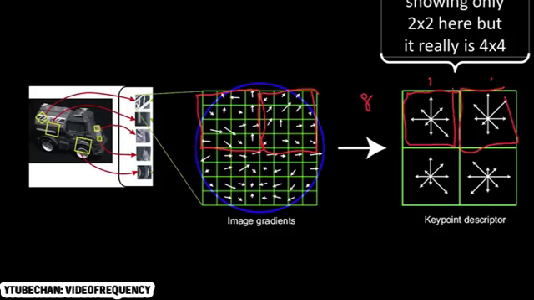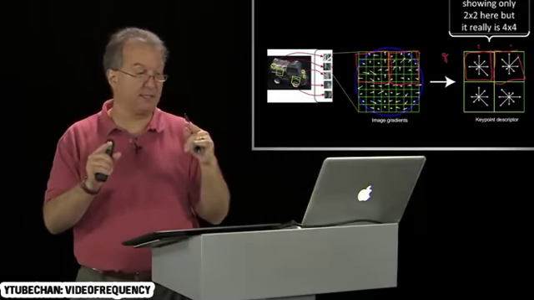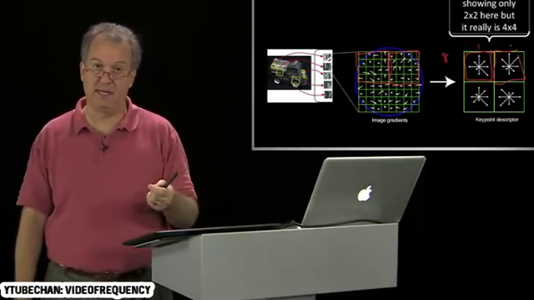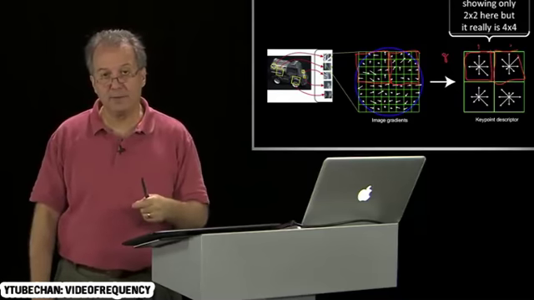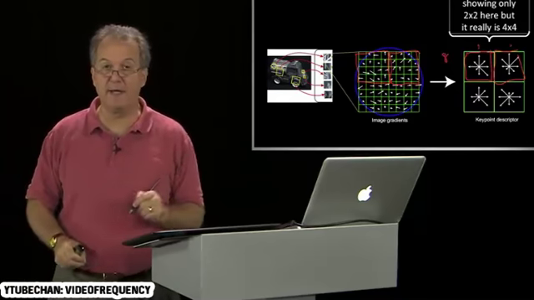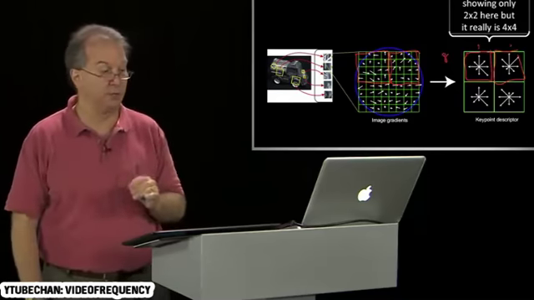So just to think about that, we have a 4 by 4 array. That's 4 times 4, that's 16. Each histogram has 8 bins, so that's 16 times 8, that's 128. That's 128 numbers, okay? Those 128 numbers are the feature vector that we're going to use to describe this single key point. This is the descriptor that we're going to use.